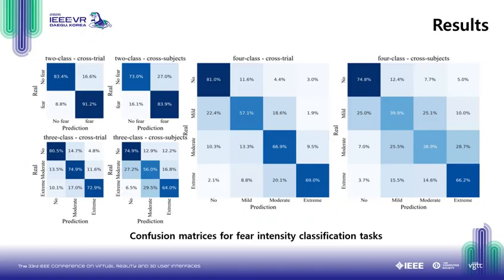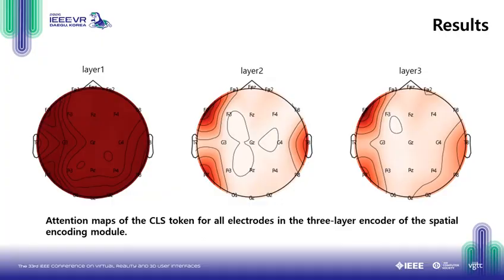The confusion matrix shows that each category is more likely to be classified into the adjacent category, indicating that the model has successfully learned the EEG features related to the intensity of fear. We visualized CLS token attention across electrodes in the spatial encoder. Attention was initially balanced, then concentrated on the left frontal, left posterior temporal, and right temporal regions, with secondary focus on the left temporal, right posterior temporal, occipital, and bilateral frontal areas.